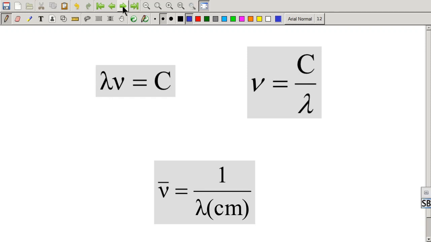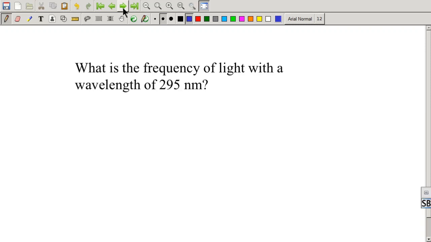And so if you have a photon with 1,000 wave numbers, which is a point in a standard infrared spectrum, that photon would have a wavelength of 0.001 centimeters. And then it would be 1 times 10 to the negative 5th meters. All right, so just a couple of quick calculations.